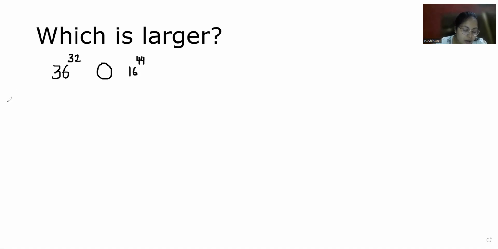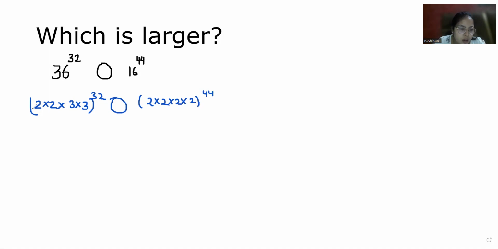So 36 I can write as (2 times 2 times 3 times 3) whole power 32. Similarly 16 as (2 times 2 times 2 times 2) power 44. Now 2 times 2 is 2 square, while 3 times 3 is 3 square, whole power 32. Here 2 power 4, whole power 44.